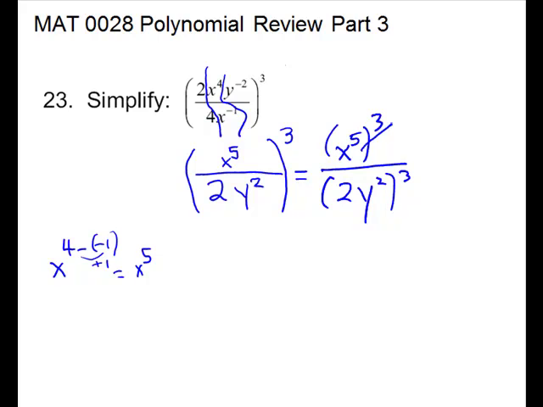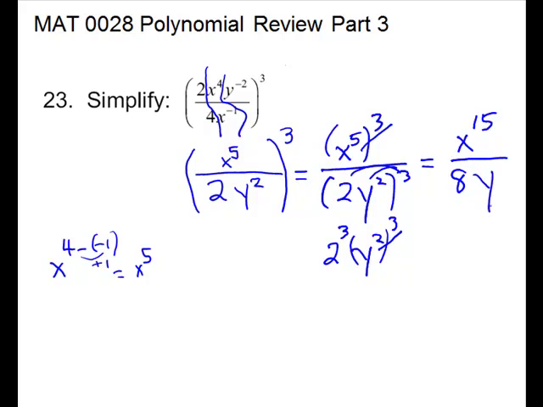Numerator, power to a power. Keep the base and multiply. Denominator, you have a product to a power. The 3 is going to each one. So we have 2 to the 3rd, y squared to the 3rd. 2 to the 3rd is 8. And this one is a power to a power. Keep the base and multiply. So x to the 15th over 8y to the 6th.